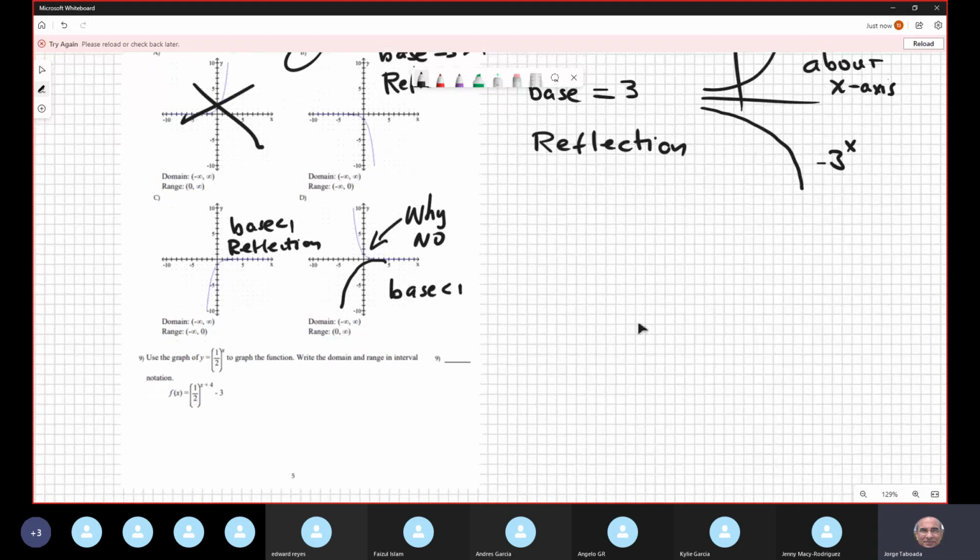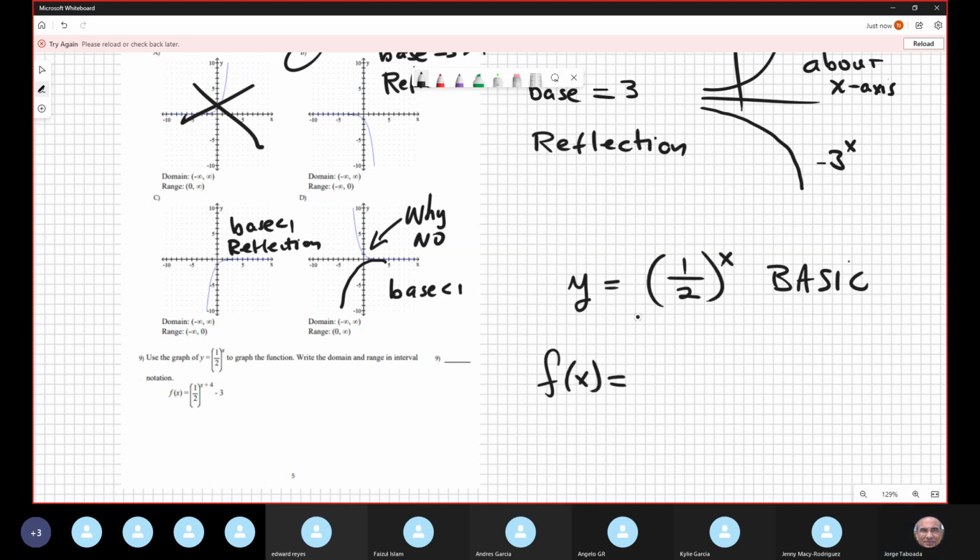Let's do number 9. Number 9 is relatively easy, but I want to analyze everything in detail on a piece of paper, and afterwards we see it in Desmos. Using the graph of y, you start by doing the graph of 1/2 raised to the x. This is the base, and this is the family. Because f of x equals 1/2 raised to the x plus 4, minus 3.